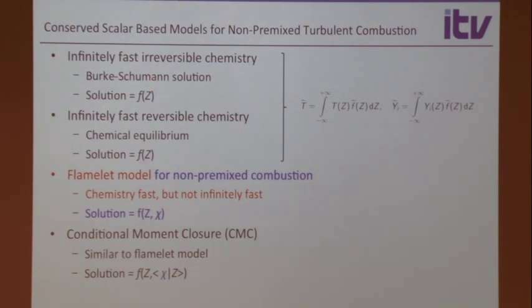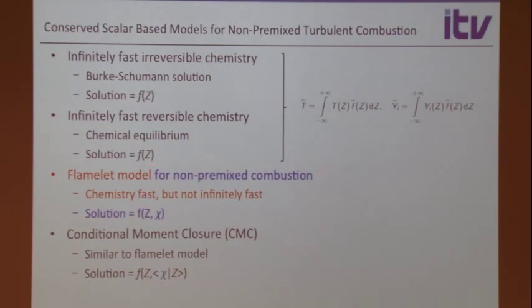Then there is infinitely fast reversible chemistry. That's chemical equilibrium. And for that also, the solution is only a function of mixture fraction, and you can evaluate these things very easily. Okay? So these are two models, but keep in mind, equilibrium for hydrocarbon chemistry on the rich side is very bad. Shouldn't be used. It's very wrong. On the lean side, it's not so bad, actually. For hydrogen, it's good also for rich conditions.